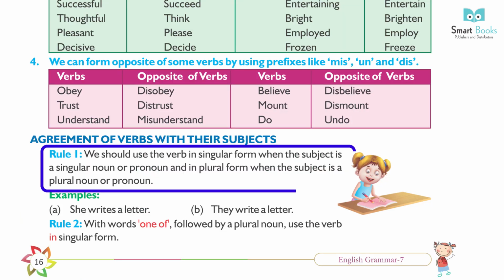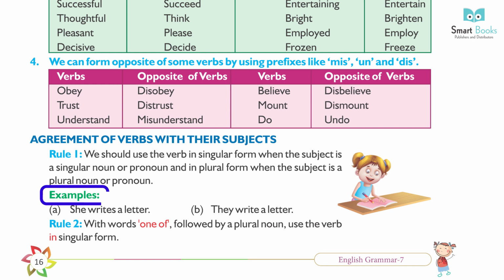Agreement of verbs with their subject. Rule 1. We should use the verb in singular form when the subject is a singular noun or pronoun, and in plural form when the subject is a plural noun or pronoun. Examples: A. She writes a letter. B. They write a letter.